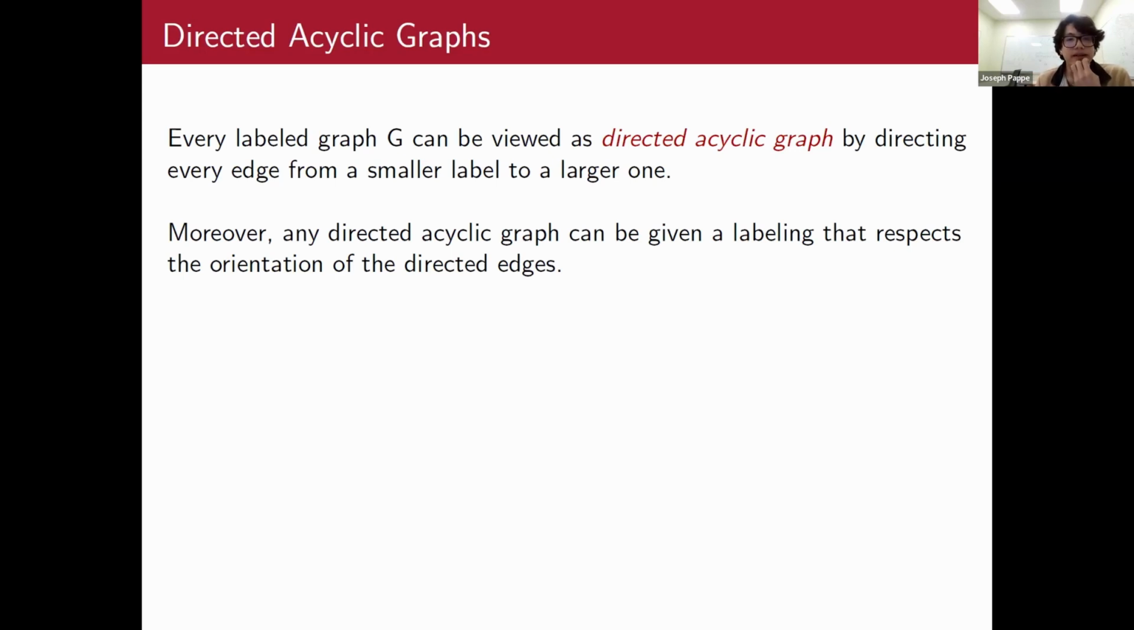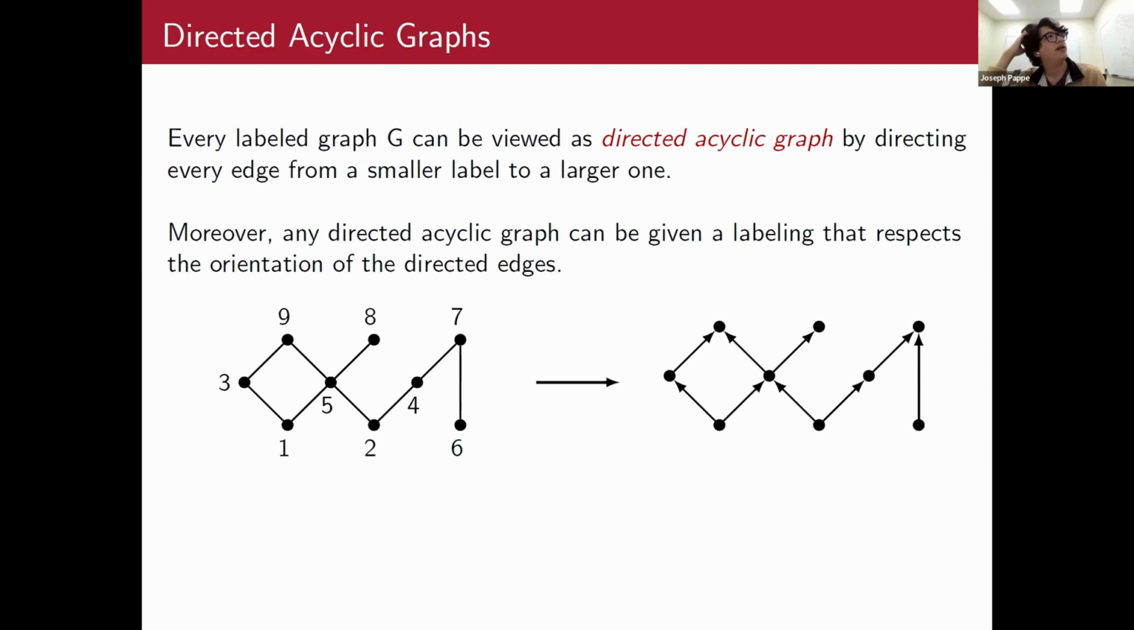So now let's look at some necessary conditions. And for this, it's nicer to think about a labeled graph as a directed acyclic graph, where we direct every edge from a smaller label to a larger one. Because the only reason why we needed the labeling to begin with was to define this notion of ascents. But if I have a directed edge, we can also similarly define this notion of ascents. Moreover, if we have a directed acyclic graph, then we can always find a labeling that respects the orientations of the directed edges. So we lose no information by thinking about directed acyclic graphs.